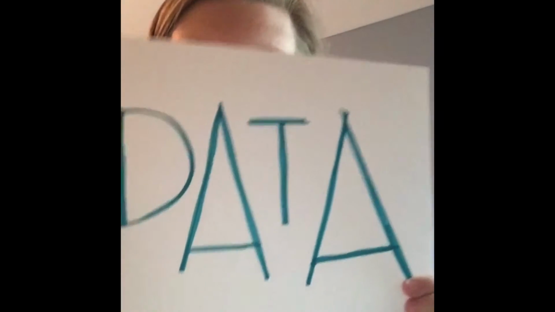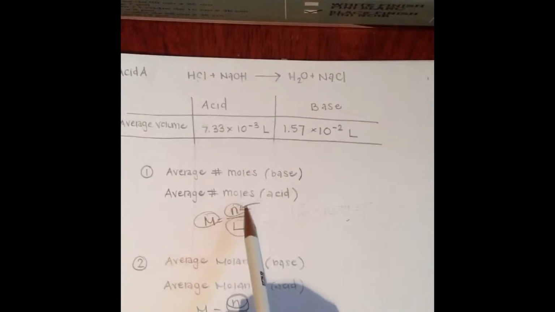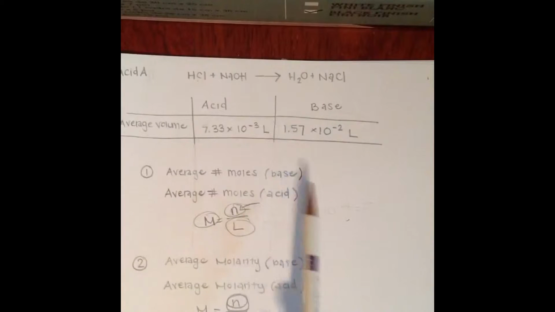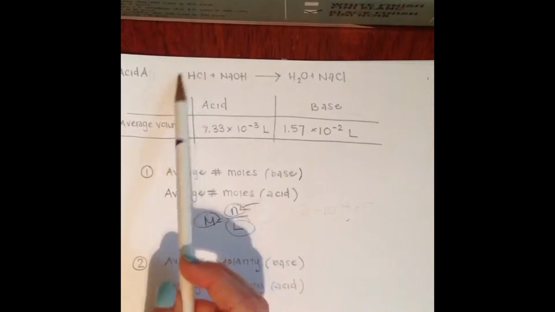Data. To find the average number of moles for the base, the formula molarity equals number of moles over liters of solution must be used. Because the molarity of the base is known and the volume is also known, you just solve for the number of moles. And once you have the number of moles for the base, it's equal to the number of moles of the acid because the chemical equation is a 1-to-1 ratio.